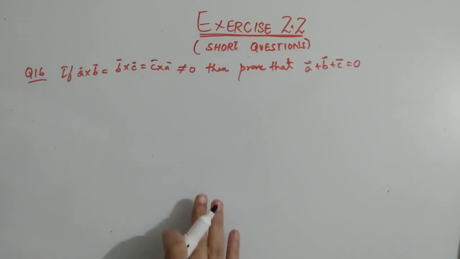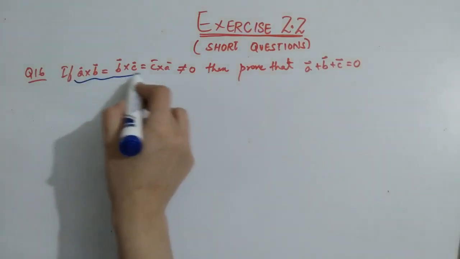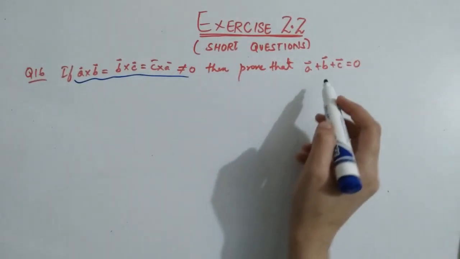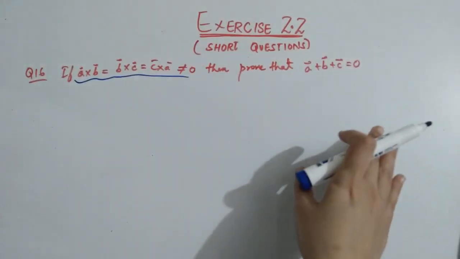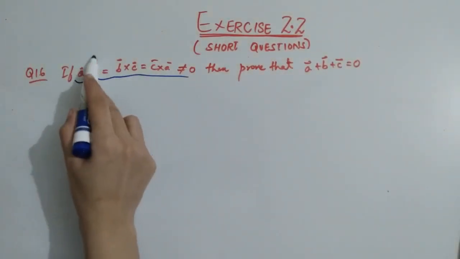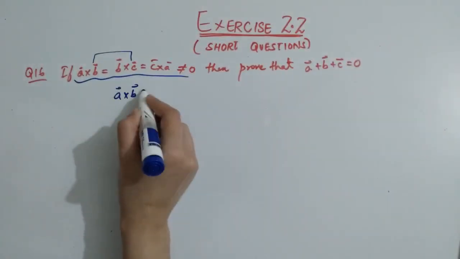So let us take question number 16. You are given that these three vectors are not equal to 0 and also that these products are equal. Then we have to prove that a plus b plus c equals 0. So taking the first part of this given identity, that is a cross b equals b cross c.